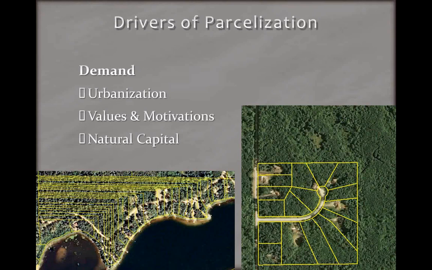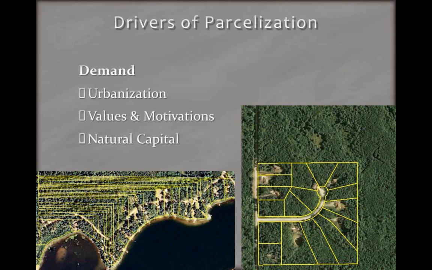So next I want to talk about some of the drivers of parcelization. I kind of alluded to those a little bit, such as some of the natural amenities. But the drivers of parcelization that you'll find in the literature, they talk about basically two types of drivers. There's the demand side of parcelization and then the supply of parcels.